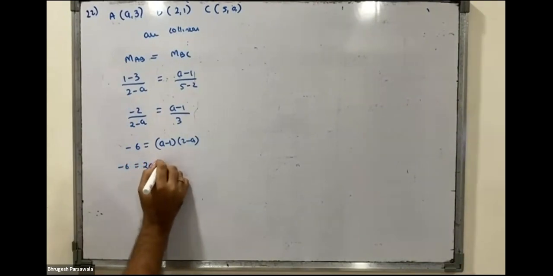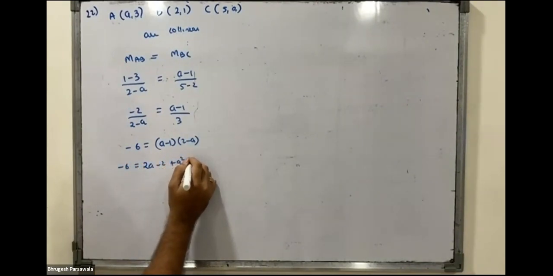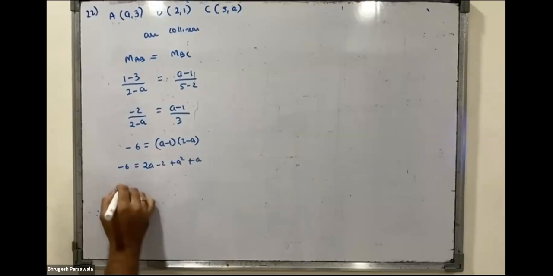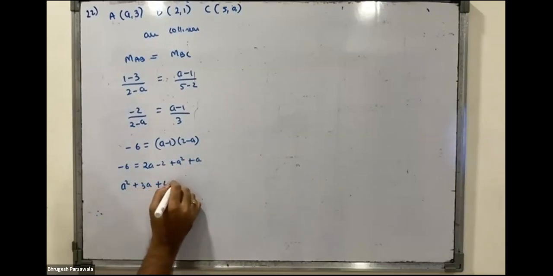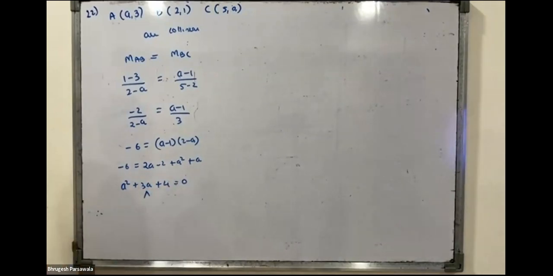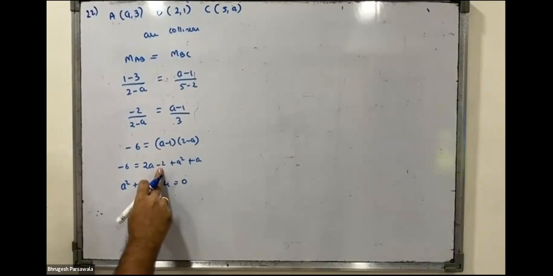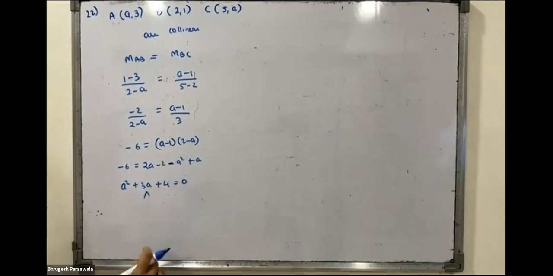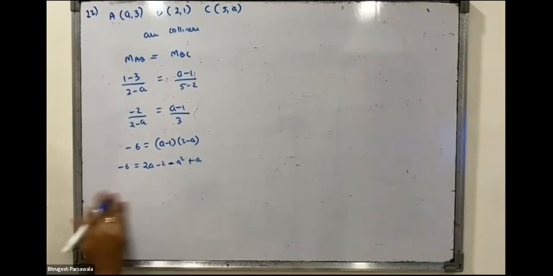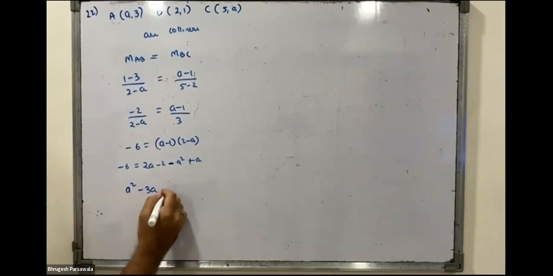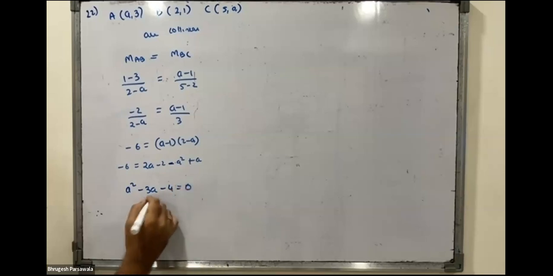Minus 6 equals (A minus 1) into (2 minus A), beta. Minus 6 equals 2A minus 2 plus A square plus A. So you get A square plus 3A plus 4 equal to 0. I have done something wrong. Minus 2A minus 1, 2A, minus 2. So A square minus 3A minus 4 equals 0.